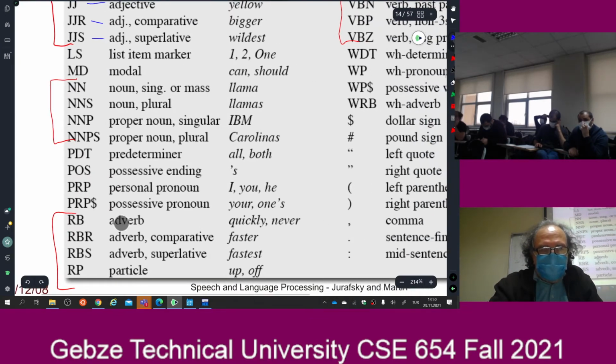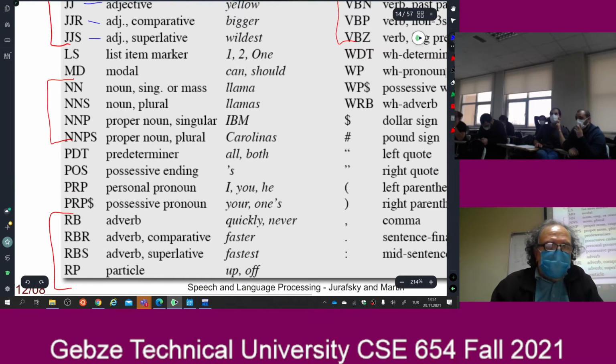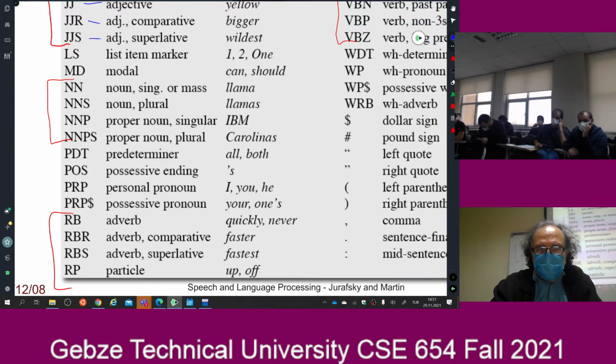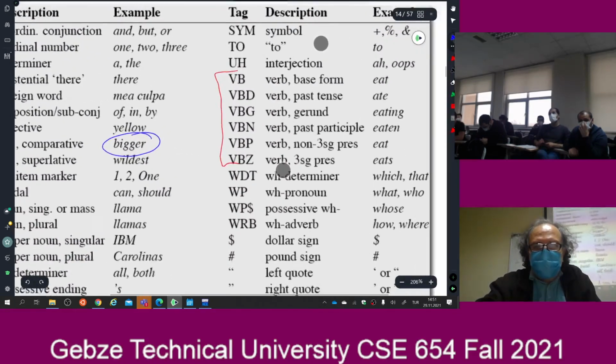Okay, what else? And adverbs. RB means adverb, a regular adverb, quickly, never. Comparative, faster, fastest, superlative. Okay, so I never thought about that. Quickly, quicker. You don't say "quickly" there, right? So this one and this one are written the same way, but one of them is JJR, the other one is RBR. Okay, what else? And our verbs.